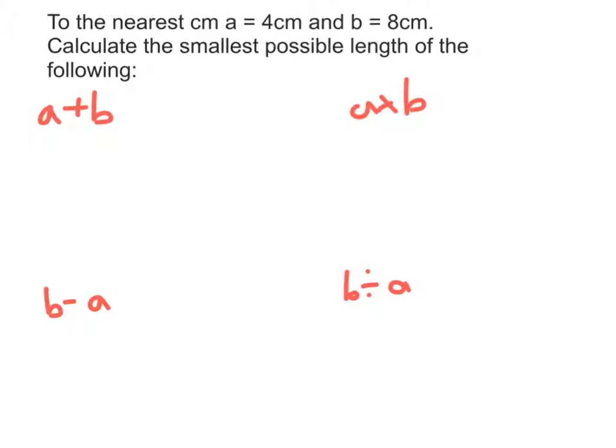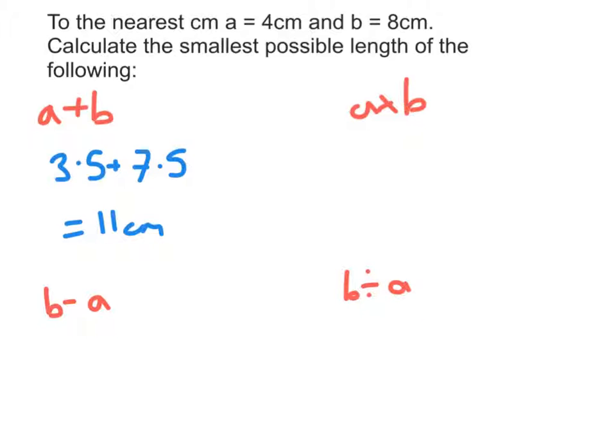So to the nearest centimetre, A is 4 cm, B is 8 cm. Calculate the smallest possible length of the following. A plus B. So the lower bound of A, which is 3.5, and the lower bound of B, which is 7.5, gets the answer 11. That's the smallest possible length if we add them together.